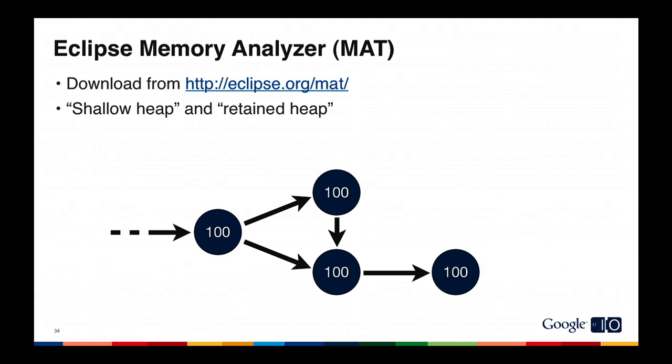So maybe it's best to understand with an example. So this object down on the right-hand side in yellow, this guy doesn't point to any other objects. So his retained size is pretty easy to calculate. His retained heap is 100.